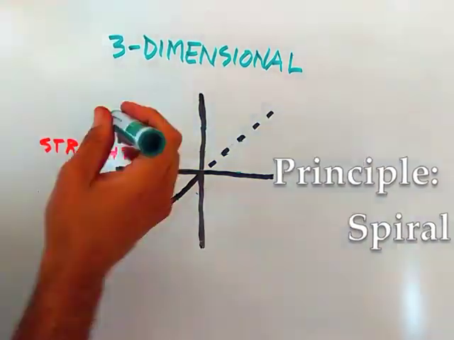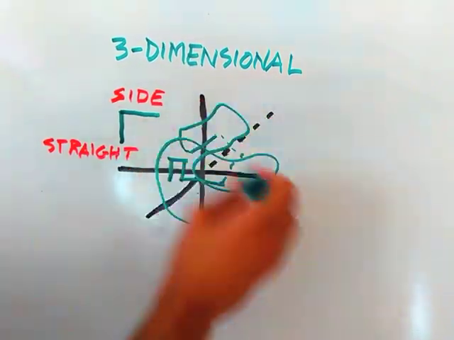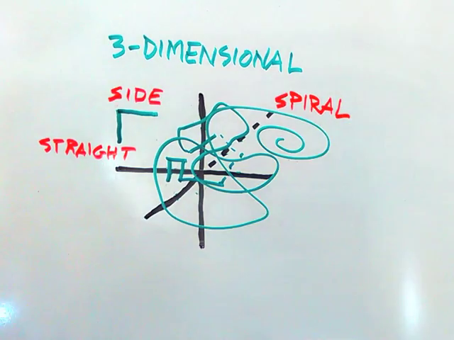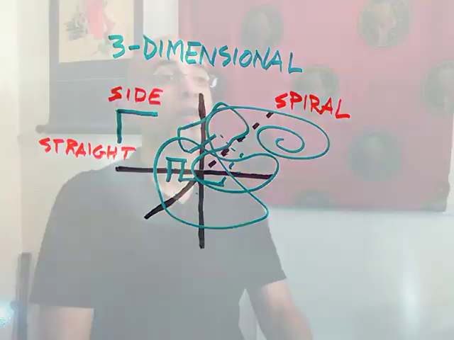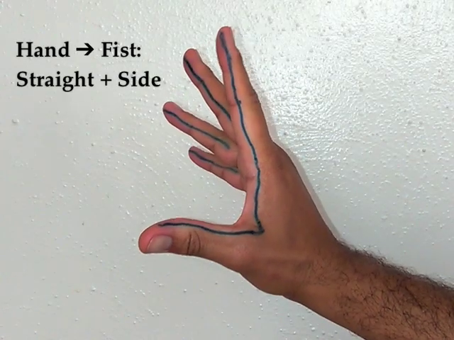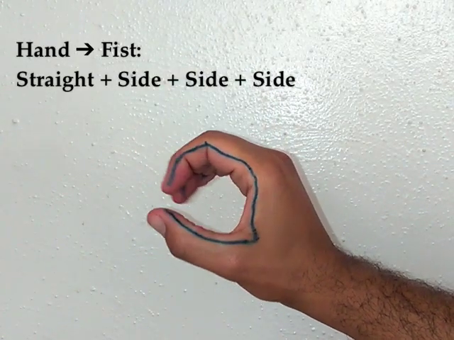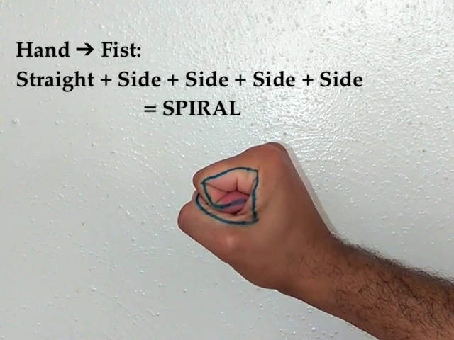Spiral structures are formed by the proliferation of straight and side angles. You can see this principle in the structure of the hand. The action of closing the hand is a continuous addition of straight and side angles, which creates a spiral in the form of a fist.